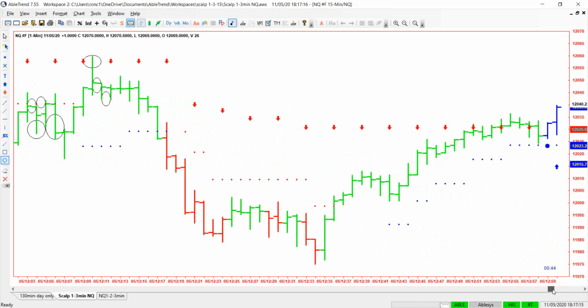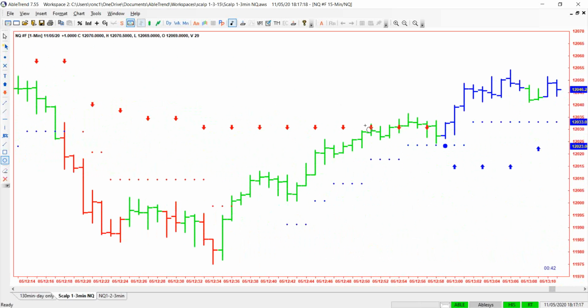Just all day long. That's what you do. It's real simple. Hits the red arrow, closes under it. 1 minute later, 5 points, winner. These all close above the red arrows, no trade.